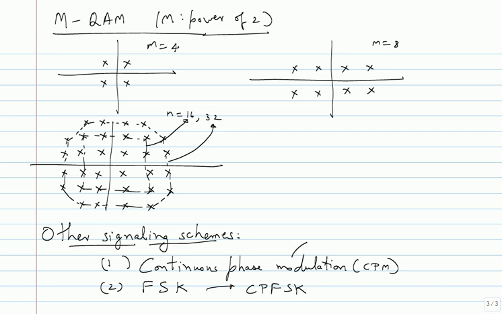Okay, so the CPM has several, I almost said factions to it. It's not factions. Several different types. One is called MSK. It's called minimum shift keying. Okay, so another one is offset QPSK.